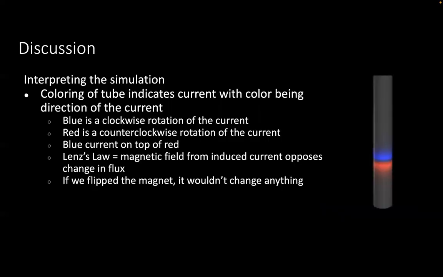For interpreting the simulation, when we look at the tube, we see coloring within the tube that indicates the currents flowing through each ring of the tube, with the colors being the different directions of the current. Blue represents a clockwise rotation of the currents, and red is a counterclockwise rotation. We see that the blue is on top of the red currents. This is predicted by Lenz's law, which states that the magnetic field from the induced current opposes the change in flux. Also, if we flip the magnet, it wouldn't change anything.